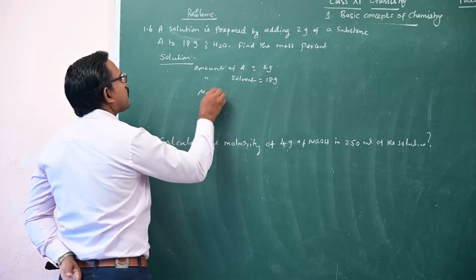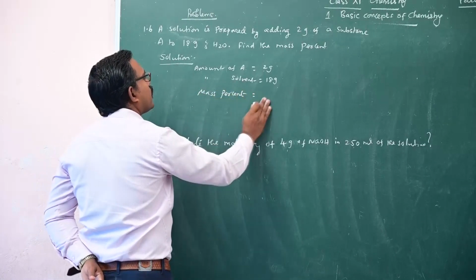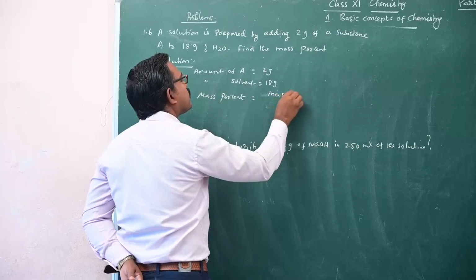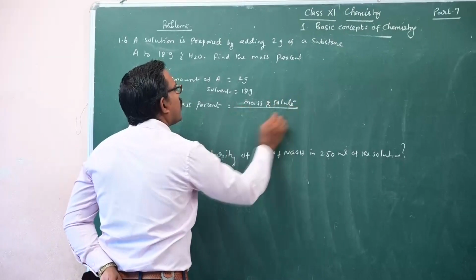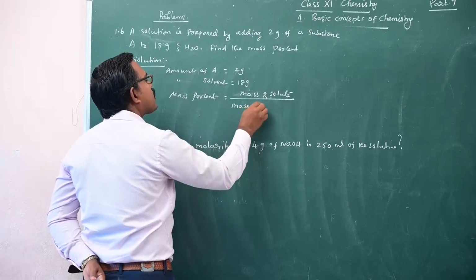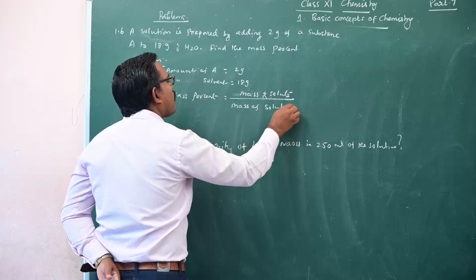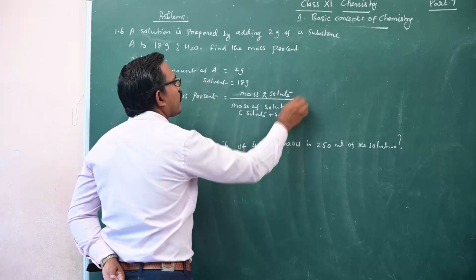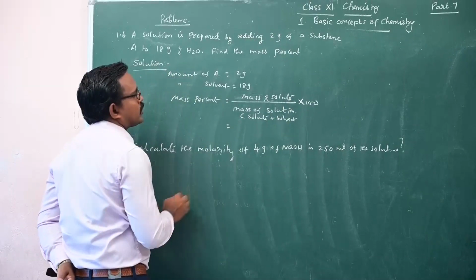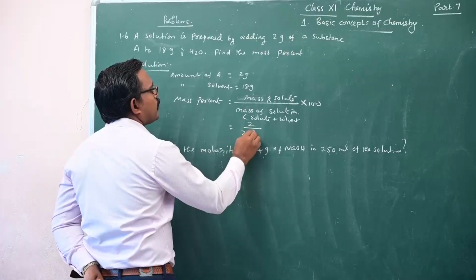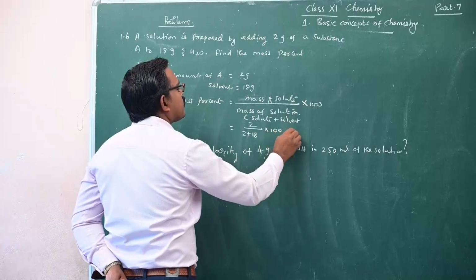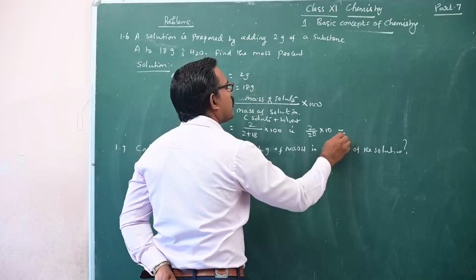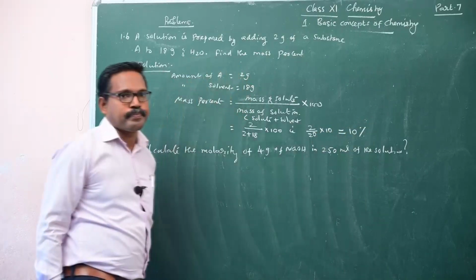Mass percentage is equal to mass of solute divided by mass of solution. Mass of solution, that is solute plus solvent, into 100, that is equal to 2 by 2 plus 18 into 100, that is 2 by 20 into 100, which is equal to 10%.